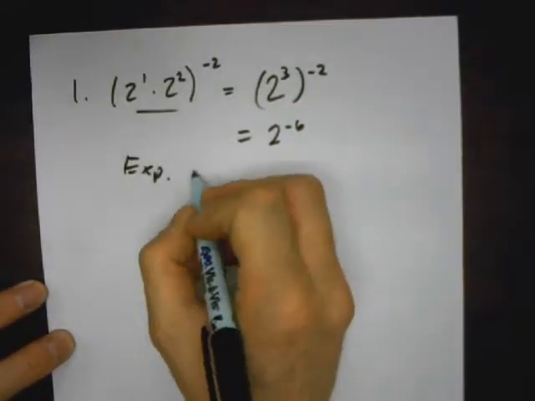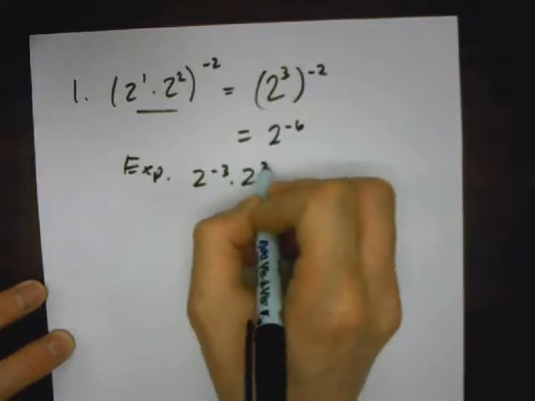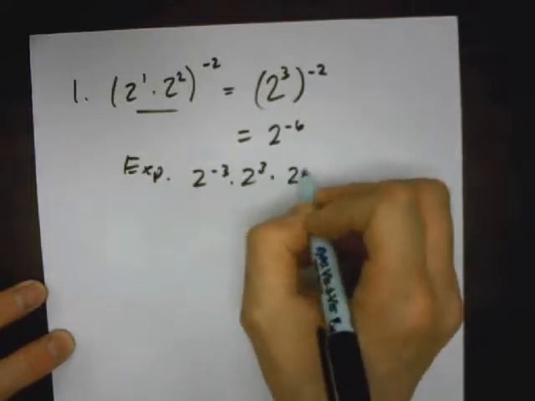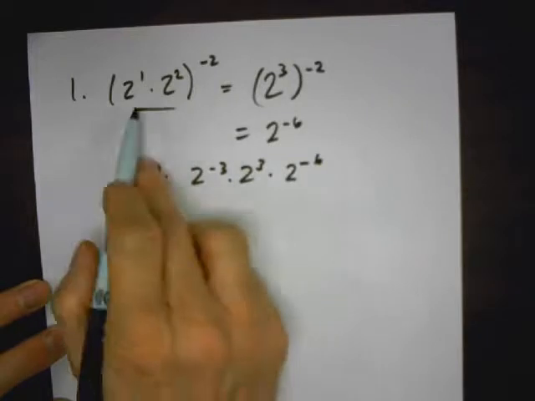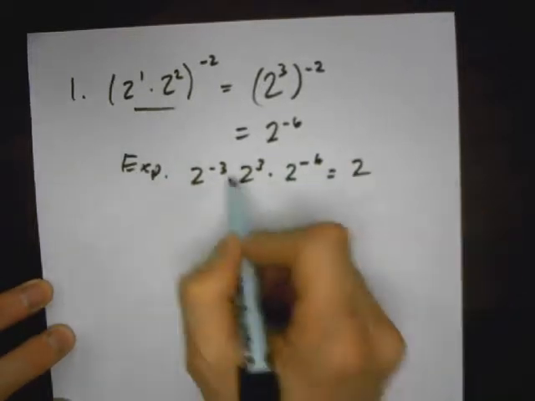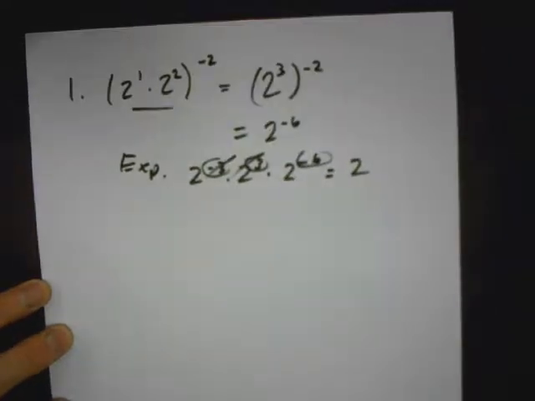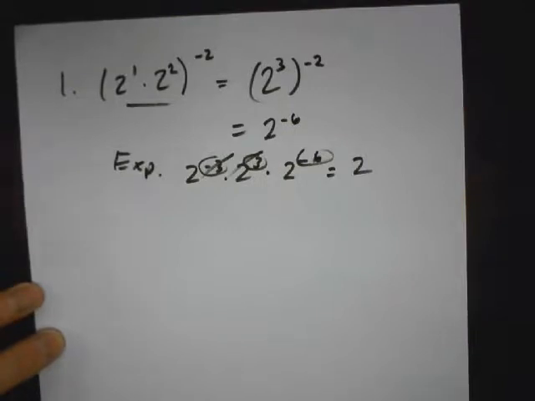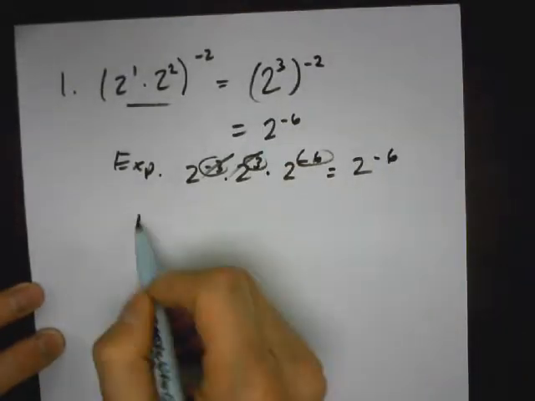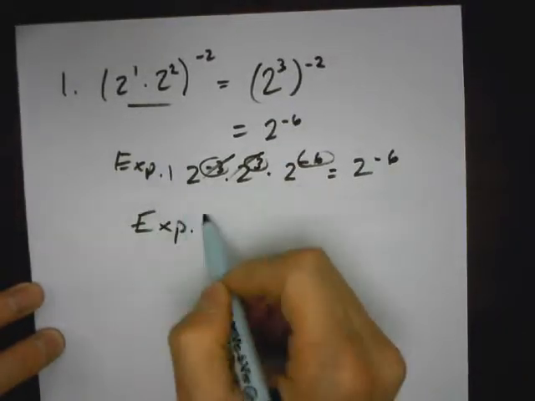Expression 1 has 2 to the negative third times 2 to the third times 2 to the negative 6. Just like we did up here, we're going to copy the base and add all these exponents. If I got opposites, those are going to cancel out. So what I have here is 2 to the negative 6 power. This is the same thing. Expression 1 is the same.